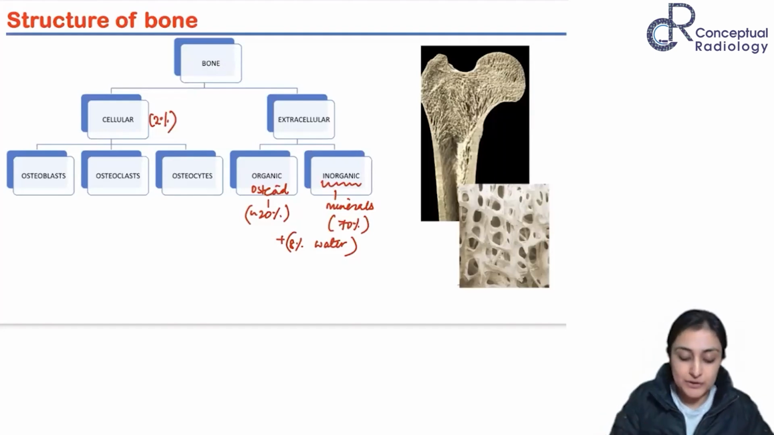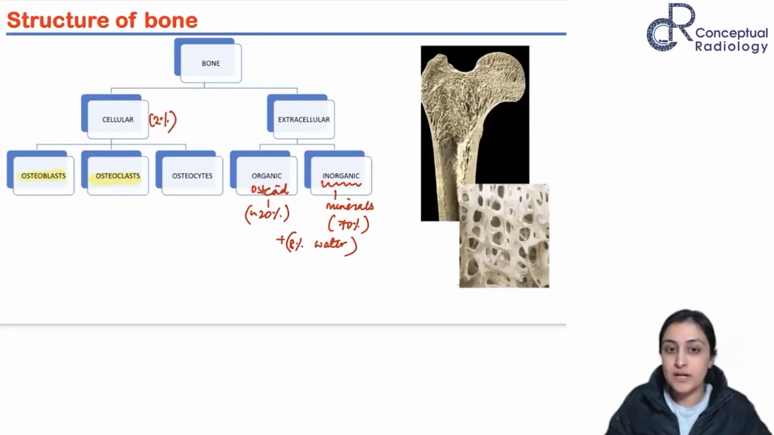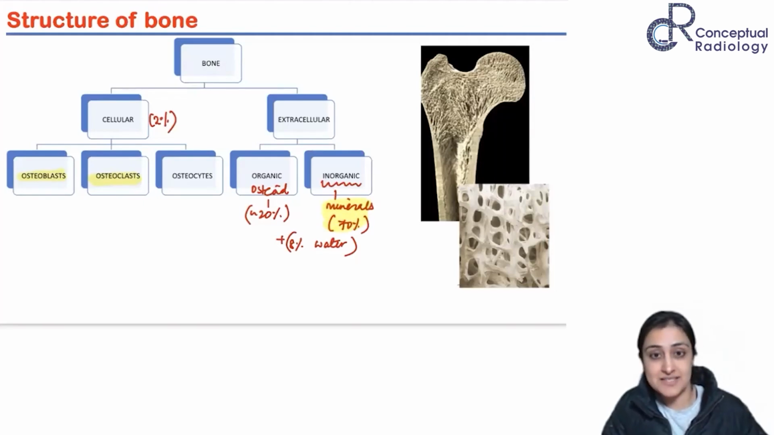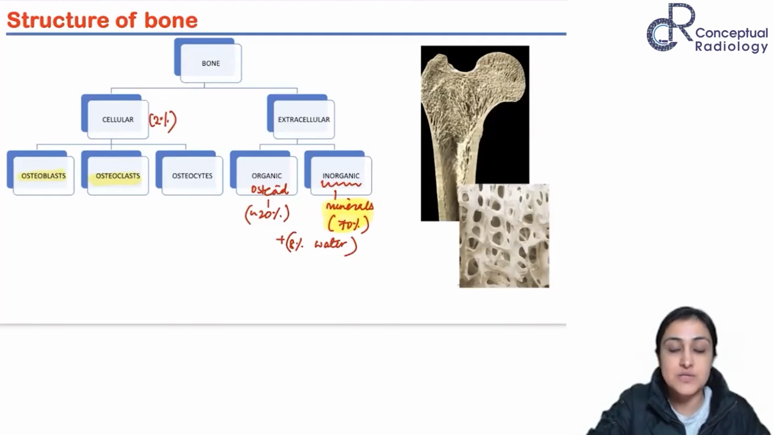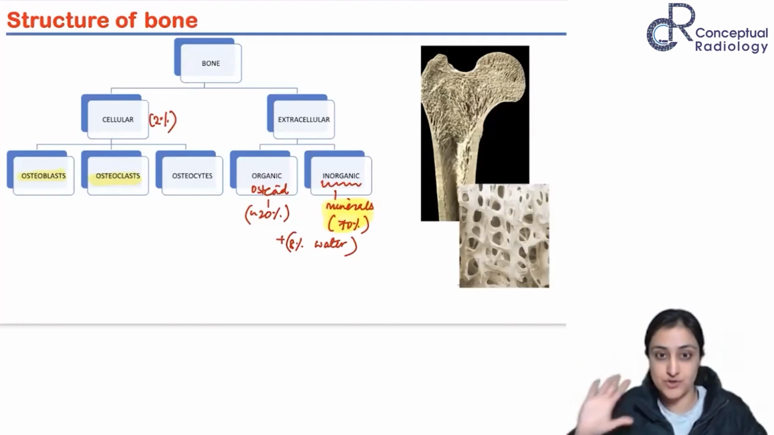Now, when we talk about the diseases, either we have a dysfunction between osteoclast and osteoblast, or mainly we have a problem with the minerals. When we talk about the minerals, it's going to be rickets and osteomalacia, wherein we do not have enough vitamin D to form the calcium and the phosphorus. So a defect in mineralization is what we are going to see in rickets and osteomalacia. So this is the inorganic bone disease.